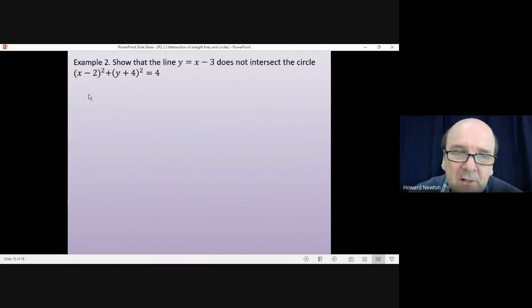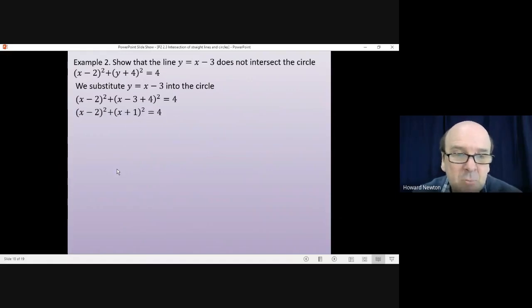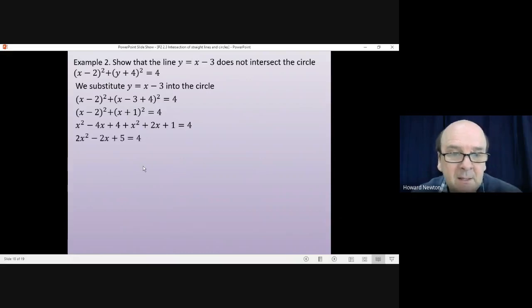Okay, let's have a look. So we begin by substituting y equals x minus 3 into the circle, and that gives us x minus 2 squared plus x minus 3 plus 4 squared equals 4. Tidying up this bracket here gives me x plus 1. Then multiplying out both brackets, squaring them both will give me all of that. Collecting up the terms on the left-hand side gives me that, and then finally moving the 4 across gives me 2x squared minus 2x plus 1 equals 0 for a quadratic equation.